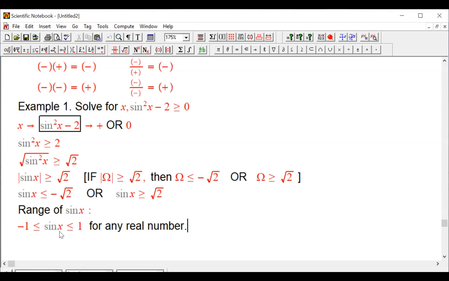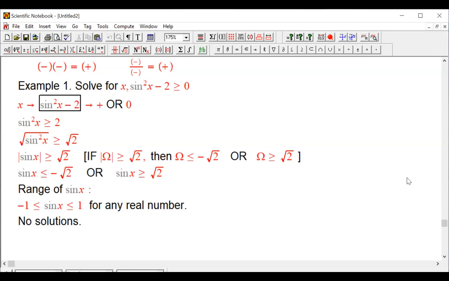So these will never happen. And these will never happen too. In fact, this will never happen, right? You could have stopped here. Therefore, at this point, we can say there's no solution. No solutions.